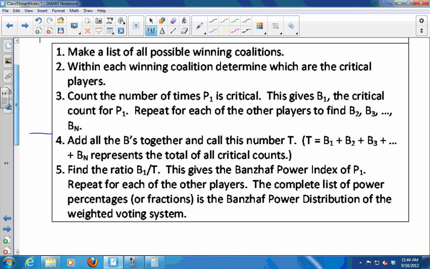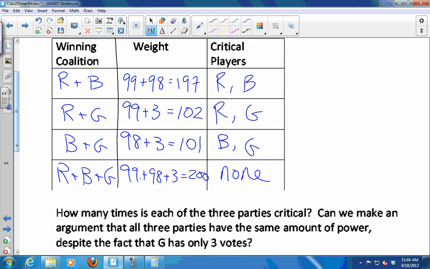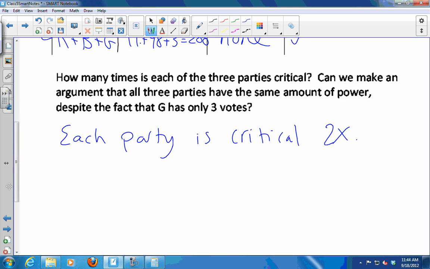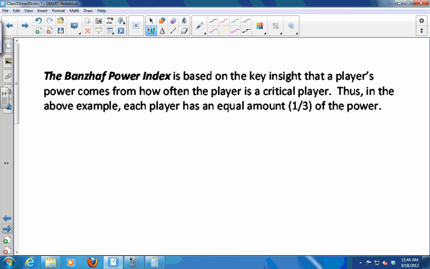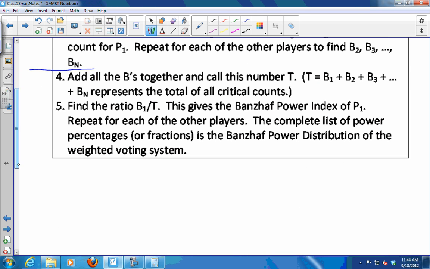So this part we've already done. Okay? We did steps 1, 2, and 3 in the Icelandia example. We wrote out all the winning coalitions. We determined who was critical. And then we got the critical count for each player. Each party was critical twice. So we have the critical counts. Then we move into the last 2 steps here.